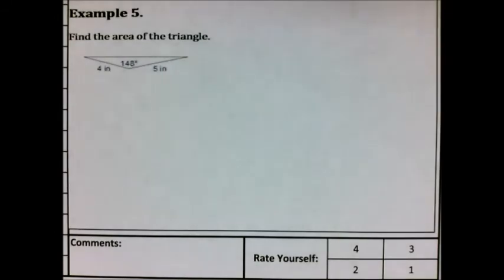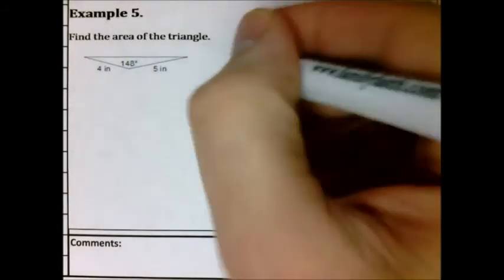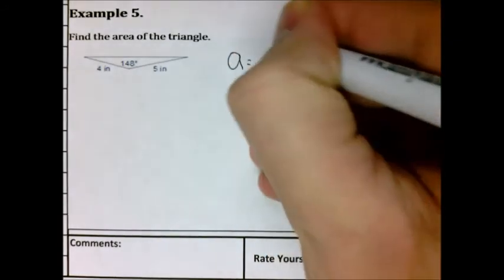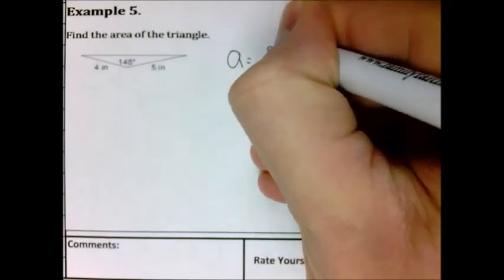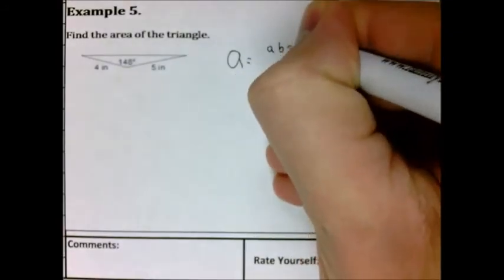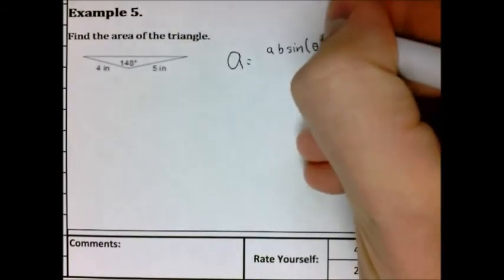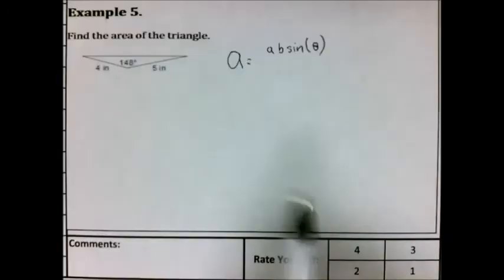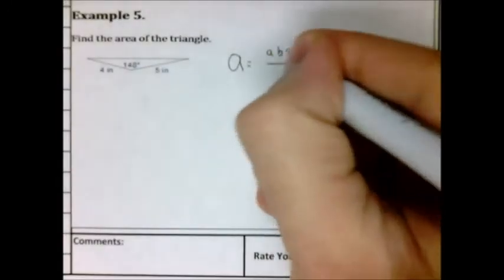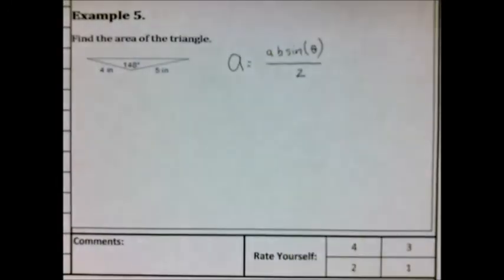All right, this last example we have here uses that special type of formula that we talked about at the very beginning of the video. And remember, that very special formula to find the area of a shape was one side times the other side times the sine of your theta, the amount of degrees that you have, all divided by 2, right? And so all we have to do is just substitute those numbers into our equation here and solve.